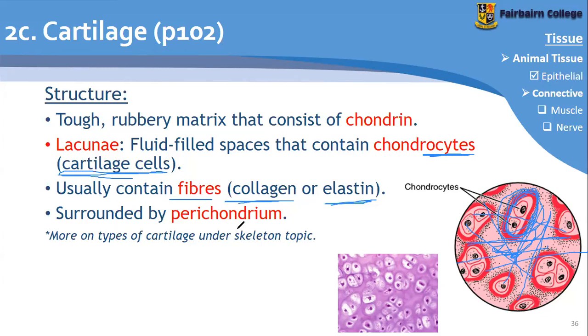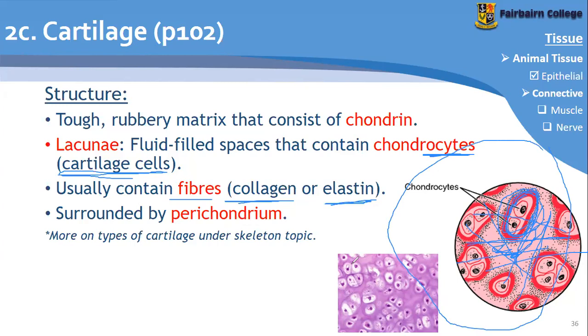And then, just like with the bone, the whole outside of the area is covered with a membrane called the perichondrium. Okay, but again, this isn't technically the zoomed in microscopic picture that we see over here. You can't really see the perichondrium necessarily. It will be the membrane around the whole cartilage.